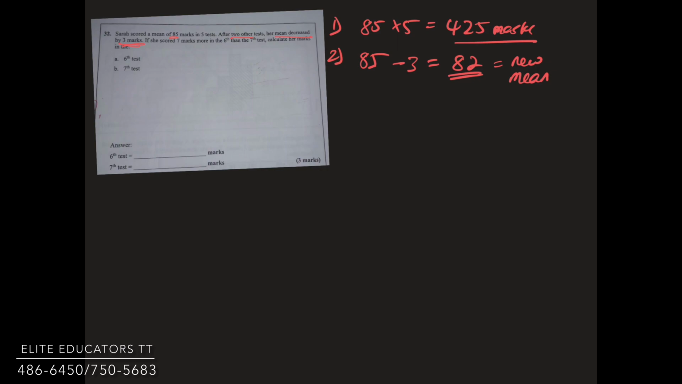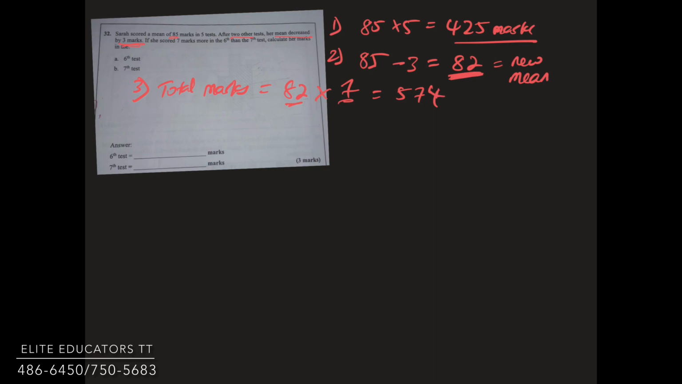Now that we have the new mean, step 3: we want to calculate the total marks after all 7 tests. The total marks would simply be the new mean, 82, multiplied by how many tests. The new mean is 82 and we have 7 tests. So 82 multiplied by 7, we get 574. This is the new total.